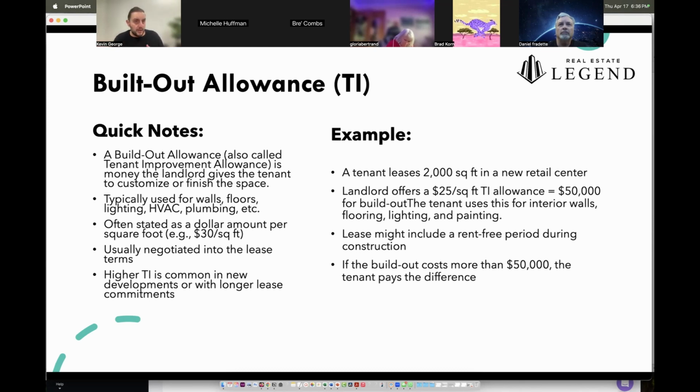So build out allowances are very common. They're negotiated into the lease. And a higher tenant improvement allowance is associated with a longer lease commitment. So like I said, if you have a 10-year guaranteed lease, or a 20-year guaranteed lease, wow, that's impressive. So I'm definitely going to give you some money to help you with your build out.